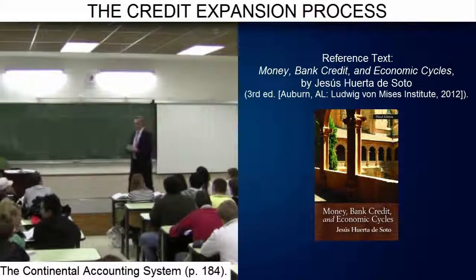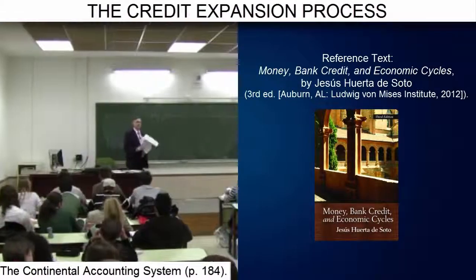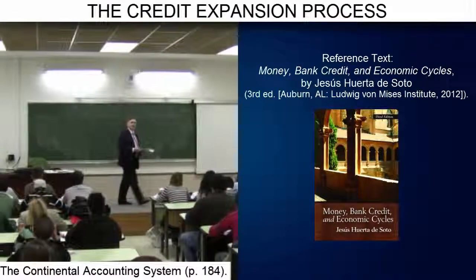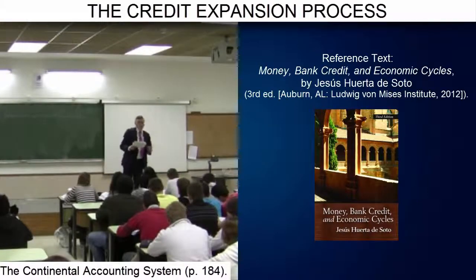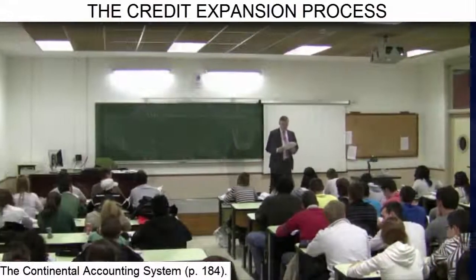Now let us see how this is expressed in terms of accounting. We will begin with the Continental Accounting system. I will explain a slight difference in detail between that and the Anglo-Saxon accounting system.